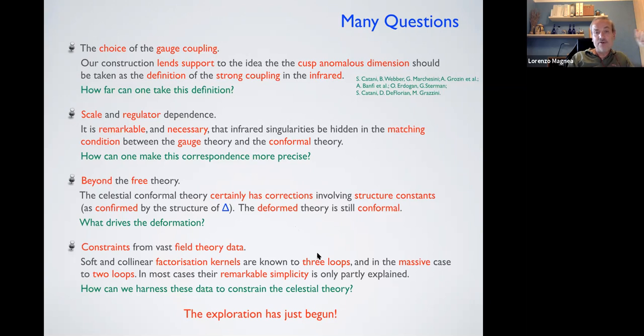Let me emphasize the last point. Once you go beyond leading order in the non-abelian case, there is an enormous amount of data which has been accumulated over the years. We know, for example, the soft current, not only at tree level, we know it at 1 loop, we know it at 2 loops. We know the corrections to the soft factorization theorem. We know delta at 3 loops. We know what happens in the massive theory at 2 loops. And all of these data should, and hopefully can, be harnessed to constrain the extension of the celestial theory that we need in the non-abelian case.